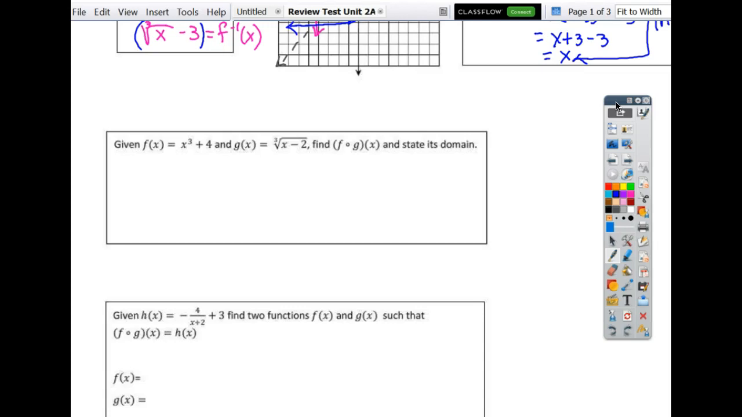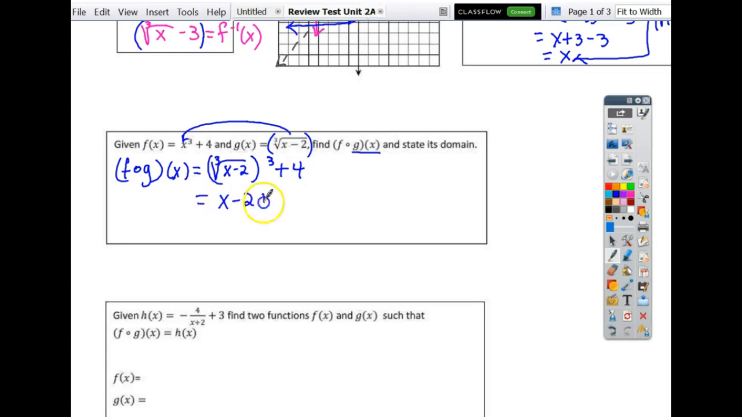So for this problem, we just have to do f(g(x)). So remember, we're going to start on the inside. So I'm going to put parentheses around this and substitute it in for x. The cubic and the cube root are reciprocal, so I get x − 2 + 4. So f(g(x)) equals x + 2. And then it asks, state the domain.